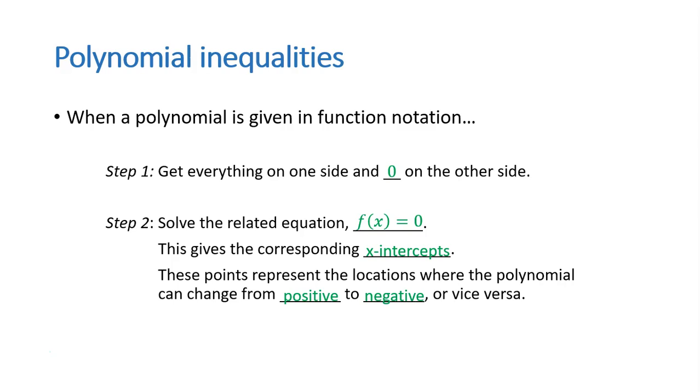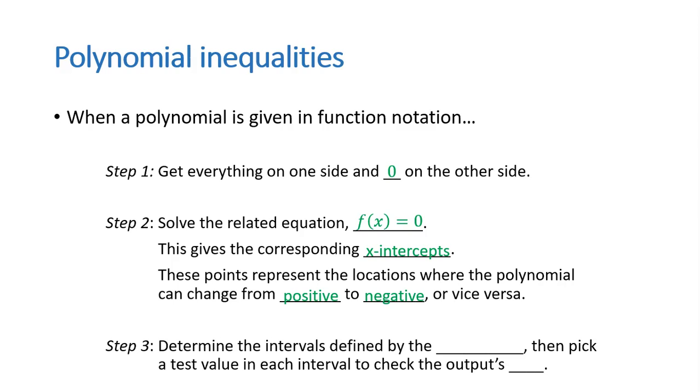The final step after we've determined our intercepts is to determine the intervals defined by the intercepts. In other words, what are all the values in between these intercepts? Break it down, take your entire domain, write it out, and split it up around these intercepts. And then in each of these intervals, pick a test value and check the output's sign for that particular test value.